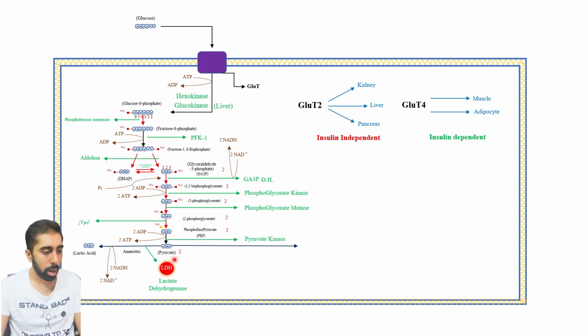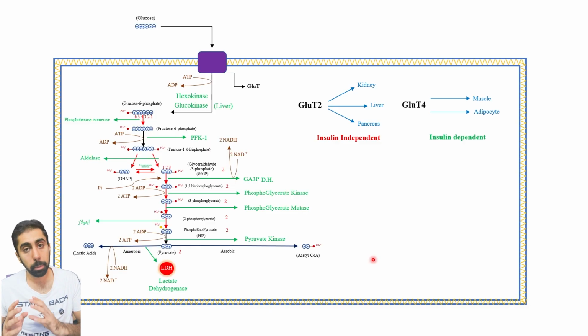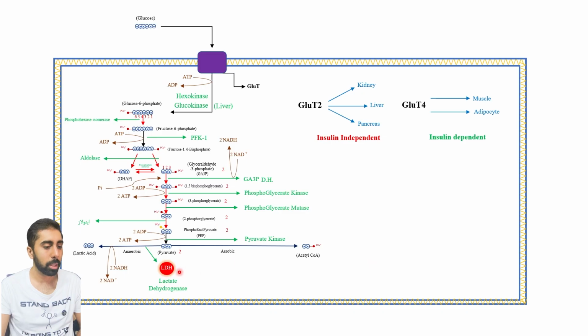But the other destiny of pyruvate is in aerobic condition. In aerobic condition, whenever the cell has oxygen, it can turn pyruvate into another 2-carbon molecule that we call acetyl coenzyme A. Acetyl coenzyme A, or acetyl CoA, is a molecule that can be sent into the aerobic pathway to produce energy for our body. So this is totally glycolysis, turning glucose into pyruvate.